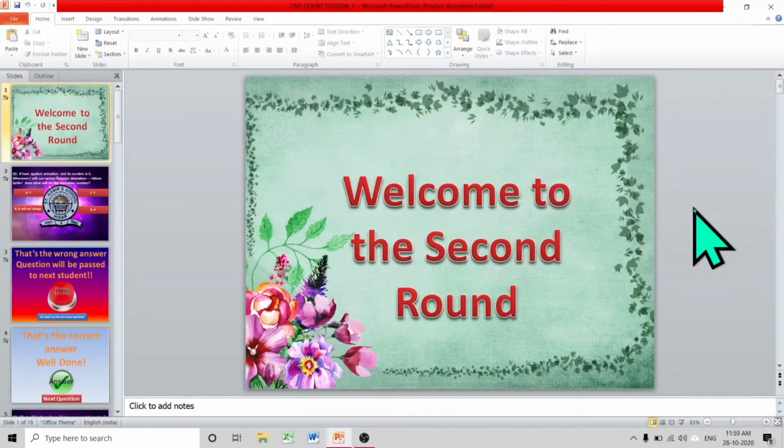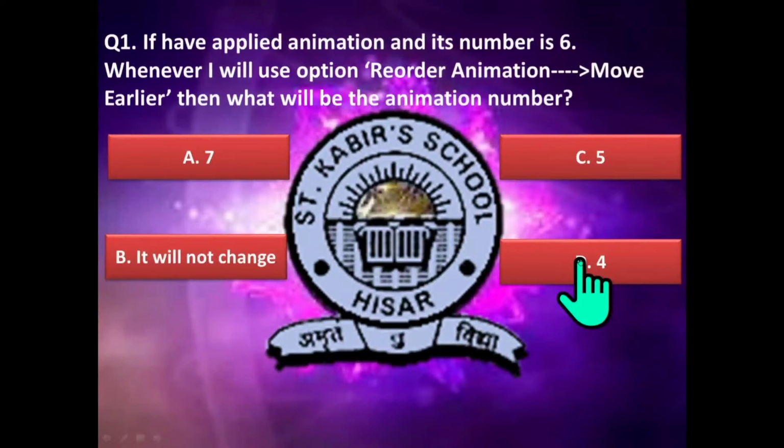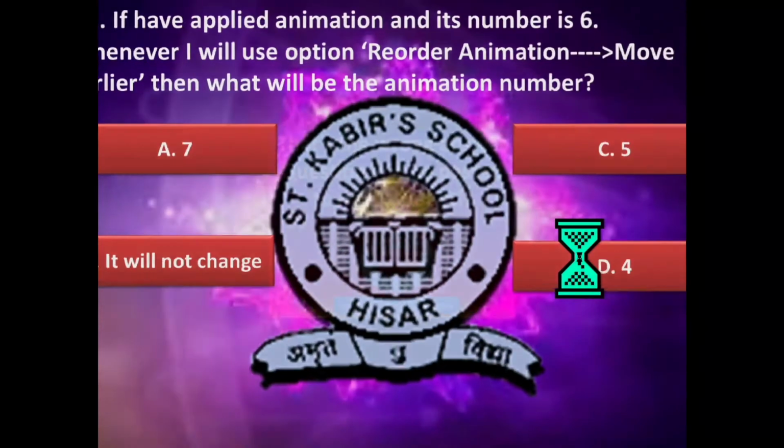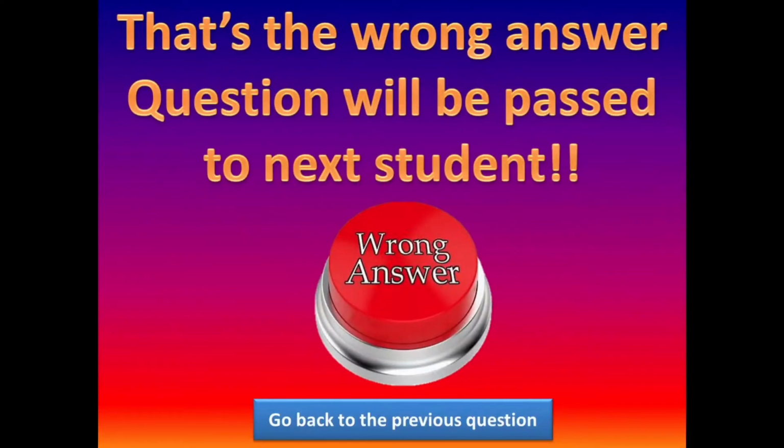I hope you remember this presentation. In this presentation, I have used many action buttons, and these action buttons are used to perform some action when clicked. So we will run the slideshow by using the F5 button. Whenever I am clicking on wrong answers, some action is performed. This is the action.